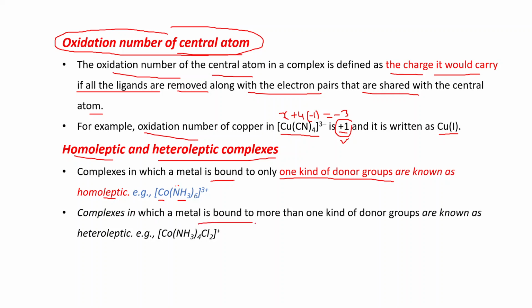Complexes in which a metal is bound to more than one kind of donor group are known as heteroleptic. Now in this case, this is nitrogen, along with chlorine. These are more than one kind of donor group. That's why this is a heteroleptic complex.